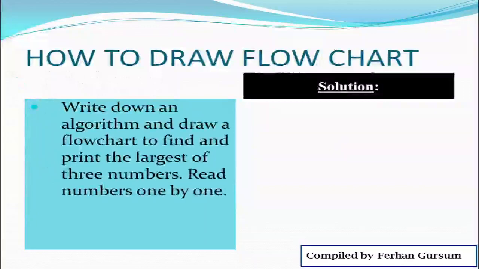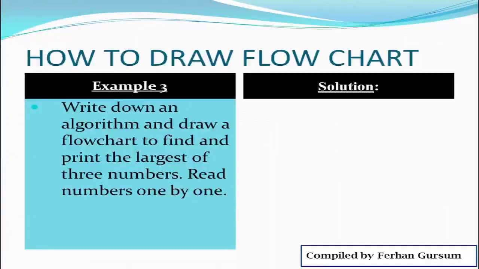What does it say? Write down an algorithm and draw a flow chart. First of all, we have to write the algorithm. After we write the algorithm, it's easy to draw the flow chart, okay. To find what? Print the largest of 3 numbers.